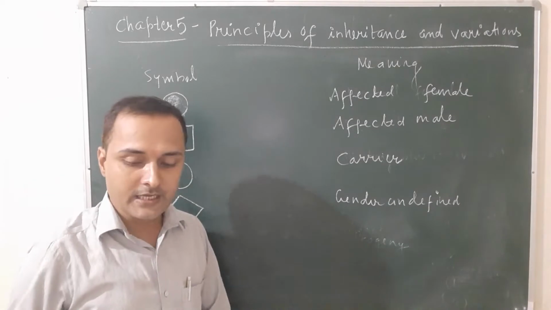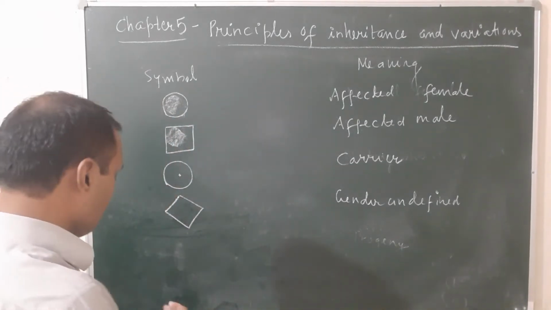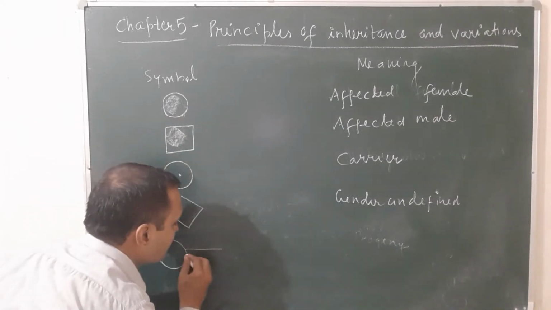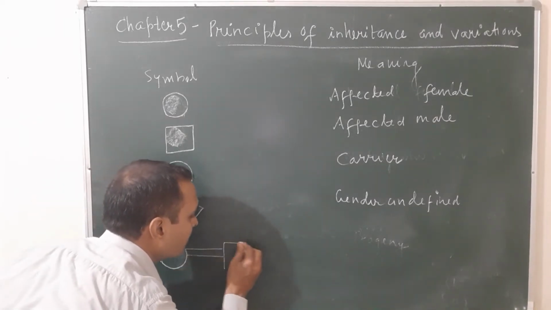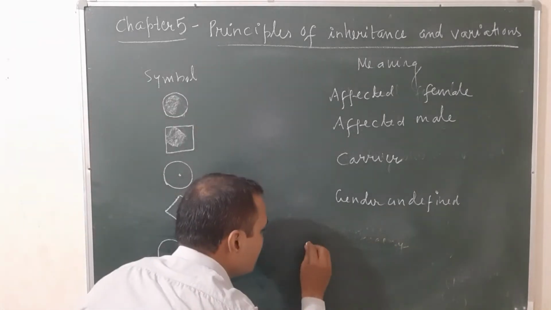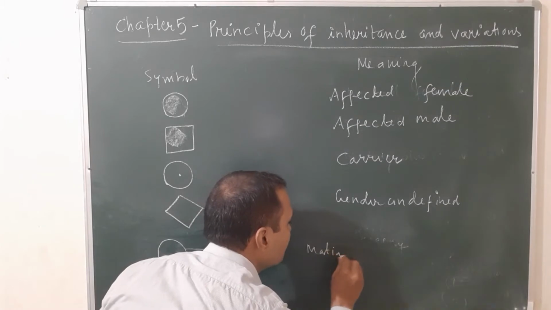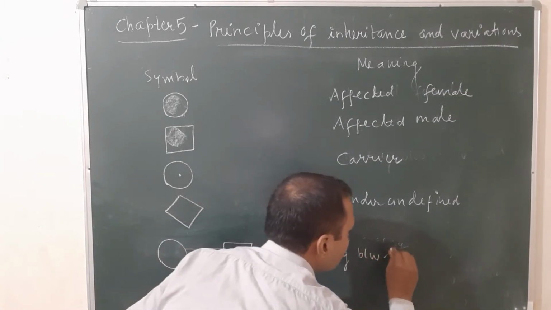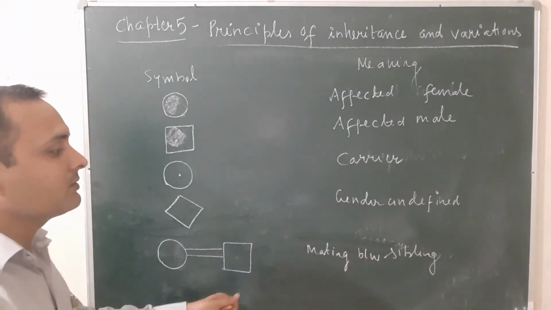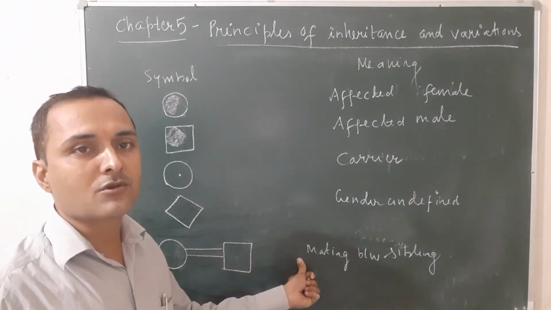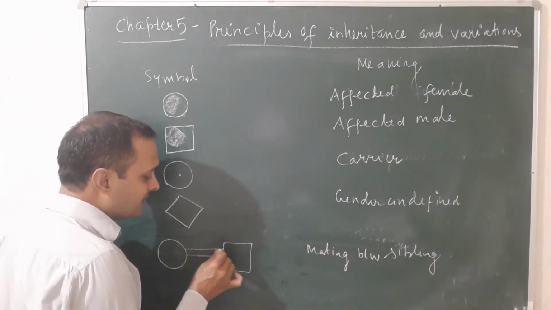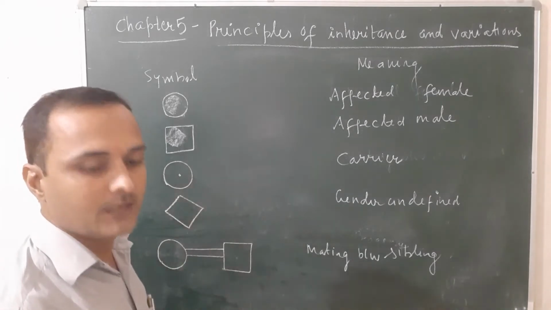And one more: when there is a double line between male and female, it is not simple mating; it is called mating between closely related individuals, or you can say mating between siblings. Sibling means closely related individuals. That means mating within the family, and it is represented by two lines between the male and female.